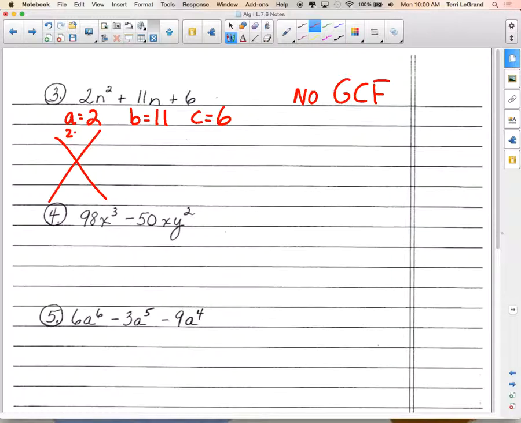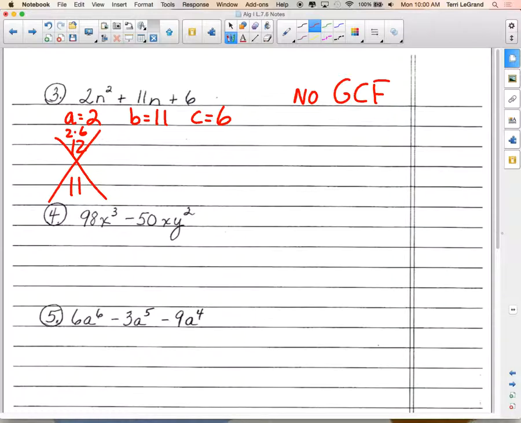And this one we do 2 times 6, right? And we need a 12. We need a product of 12 and a sum of 11. Well, first of all, they both have to be positive, because they have to multiply to be positive and add up to be positive. Well, let's think of the factors of 12. 1 and 12. They don't add up to 11. 2 and 6. They don't add up to 11. 3 and 4. They don't add up to 11. What's that tell us? Not factorable.